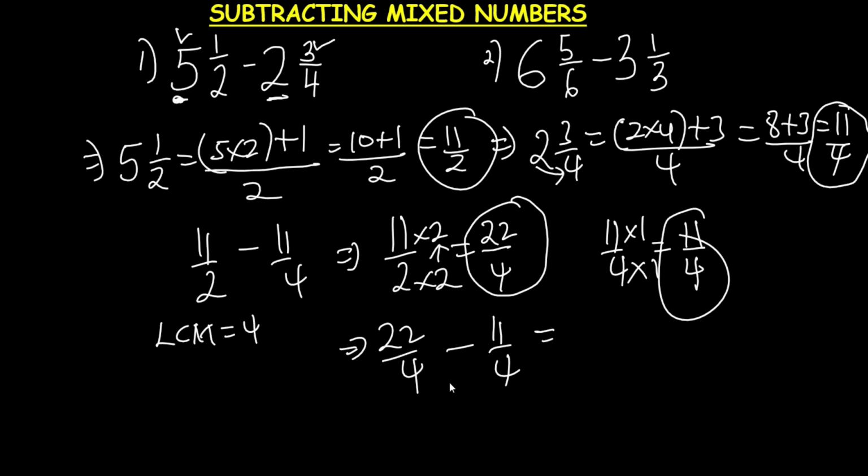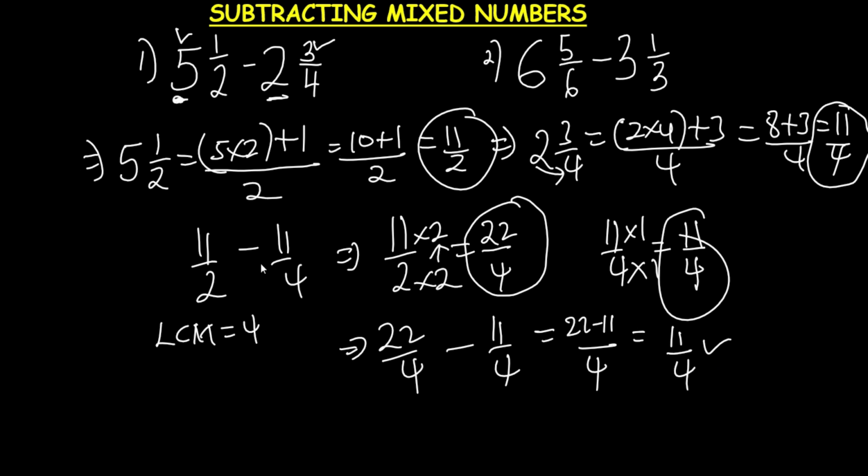Over here, the denominators were not the same, that's why we couldn't subtract. But now, since they have the same denominator, we can subtract the numerators. 22 minus 11 is 11 over 4. This is our final answer, but we are not to leave our final answer as an improper fraction because the question was given to us in mixed number.